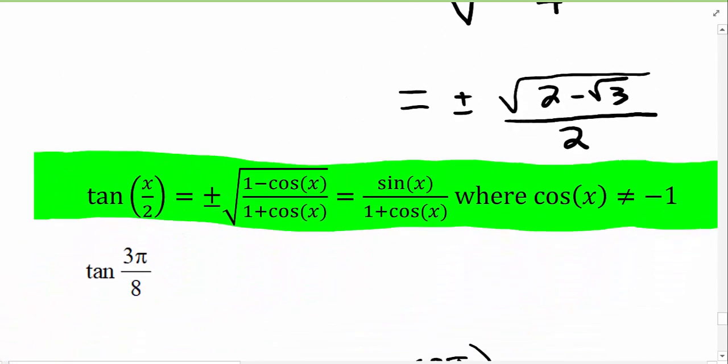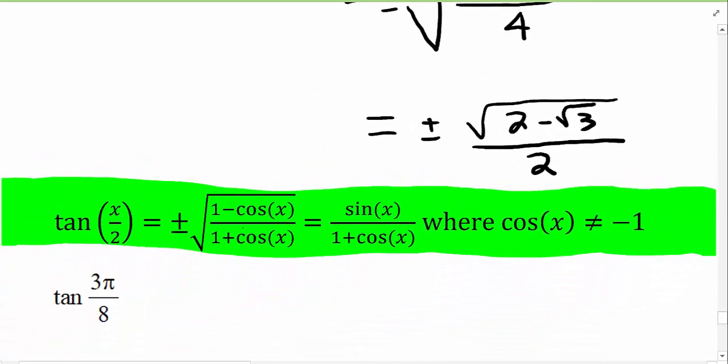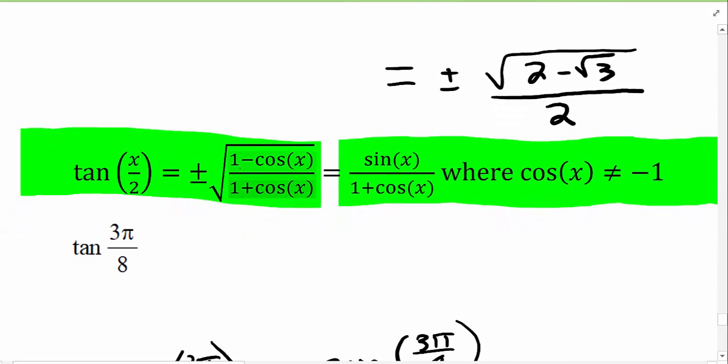And then we're going to come down here and do tangent. So remember, it's sine over cosine. This is positive or negative, the square root of 1 subtract cosine x over 1 plus cosine x. That's just sine over cosine. And then what they did is they just multiplied top and bottom by the conjugate. And then when they did that, this is what that simplified to. Because 1 minus cosine squared x, when you multiply top and bottom, you're going to get sine squared x.